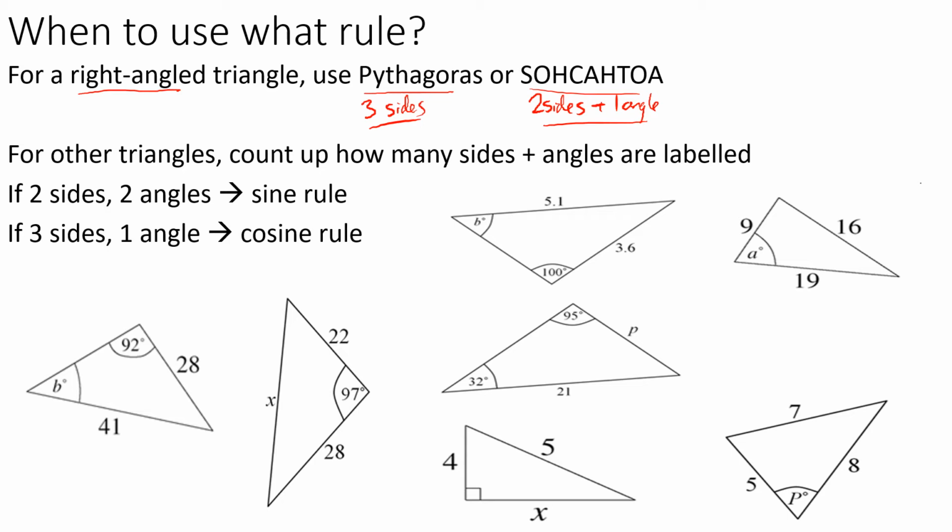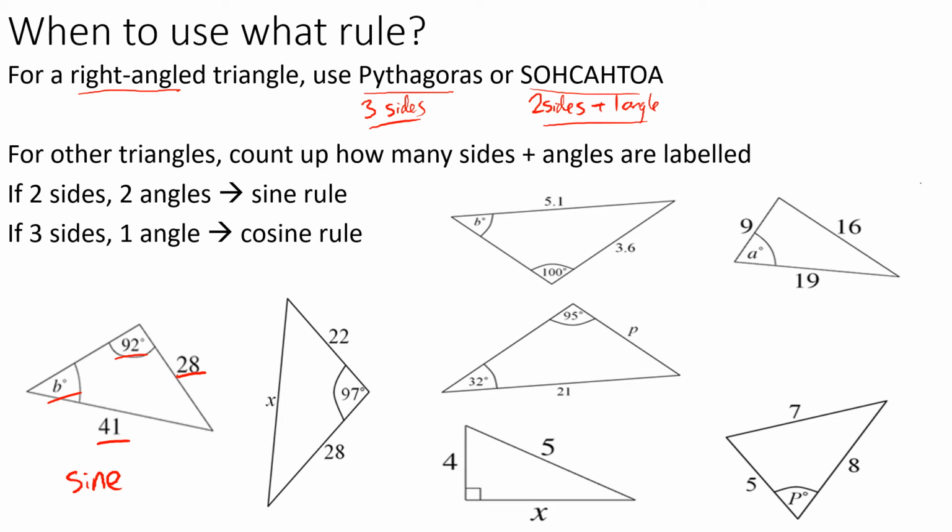It's this sine cosine rule that I want to specialize on. We use sine and cosine rule on a triangle that isn't right angled, and we want to use the sine rule if there are 2 sides and 2 angles that are labeled. What do I mean by that? So this is a perfect example of the sine rule because we have got 2 sides labeled, 41 and 28, and we've got 2 angles labeled, 92 and the one we're trying to find. So I do include the one that you don't know yet. So that's a perfect example of the sine rule.